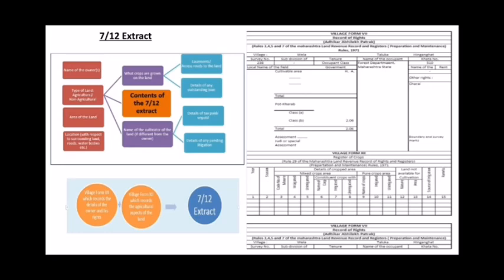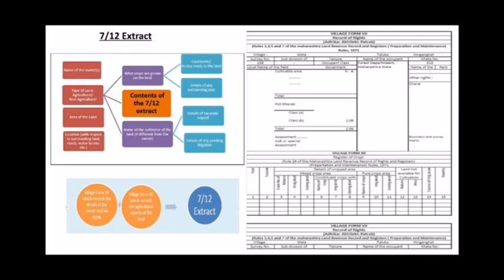All the information about the land owned by a particular person can be obtained from this extract, the 712 extract. One can get the information under whose name the land is. If you want to know the information of that land, you look at this 712 extract and you will get the entire information of that land.